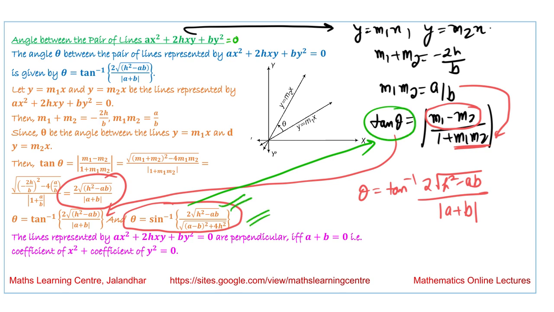So we are saying that the lines represented by the joint equation given to us, ax square plus 2hxy plus by square is equal to 0, will be perpendicular if and only if a plus b is equal to 0. We are talking about this condition over here. These two lines will be perpendicular if the denominator is 0. So the coefficient of x square plus y square is equal to 0. If the coefficient of x square plus y square is 0, then these two lines will be perpendicular to each other.